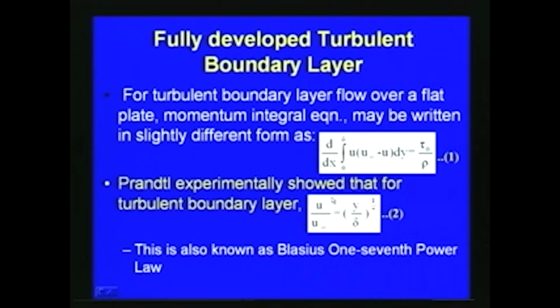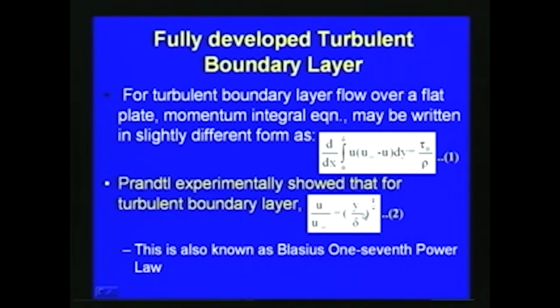And then Prandtl experimentally showed that for a turbulent boundary layer we can write u/u∞ equal to (y/δ) to the power 1/7. So, this is coming from the experimental observation by Prandtl, as in equation number 2. This is known as the Blasius 1/7 power law. So, this is through experimental observations.